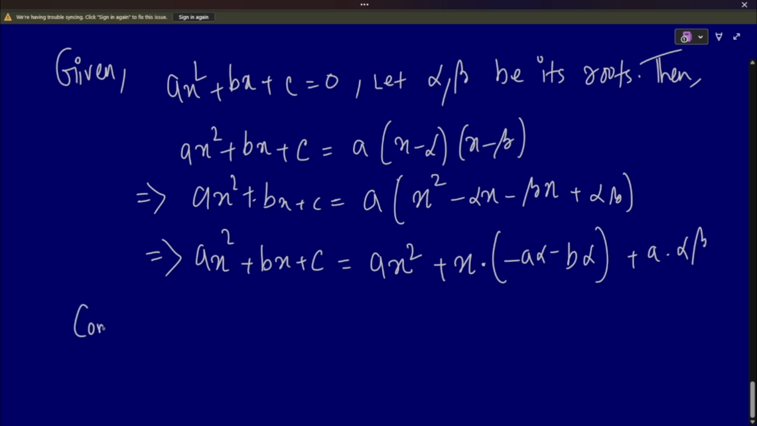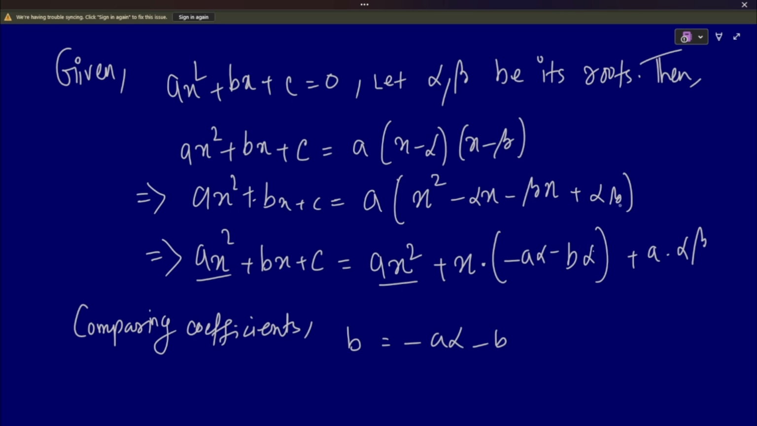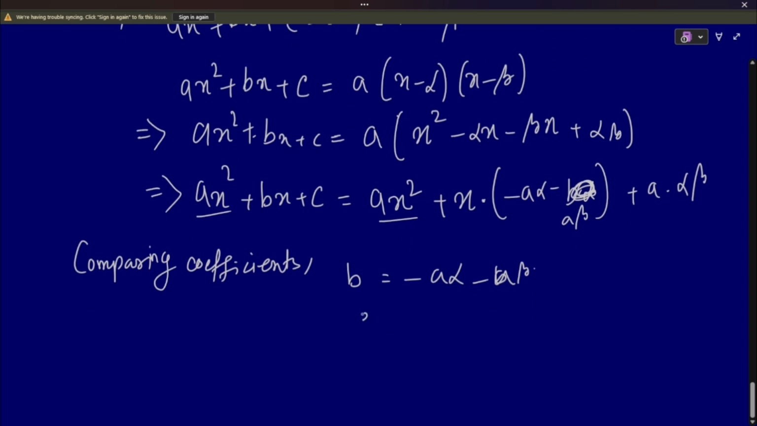So comparing coefficients, we get, so this is obviously equal. The coefficients of x square are already equal. The coefficients of x must also be equal. So b must be equal to minus a alpha minus a beta, right? Minus a alpha, and this should be minus a beta. Okay, and c must also be equal to the constant term, which is a into alpha beta.